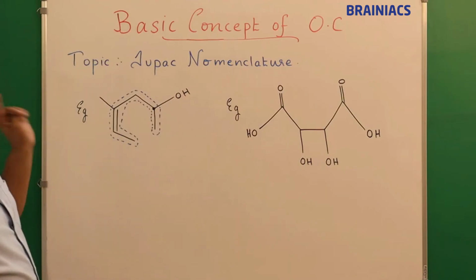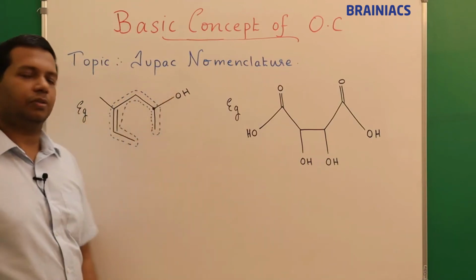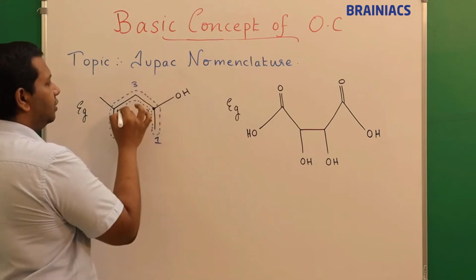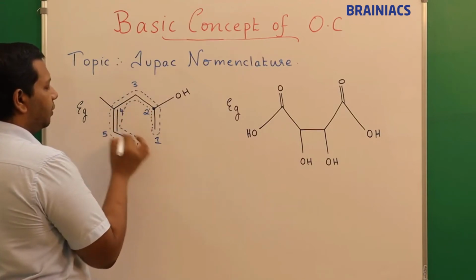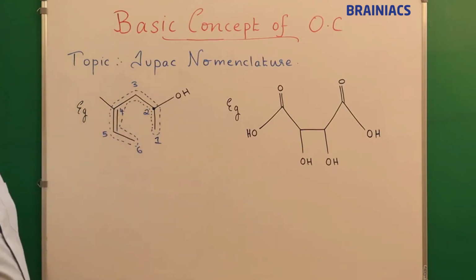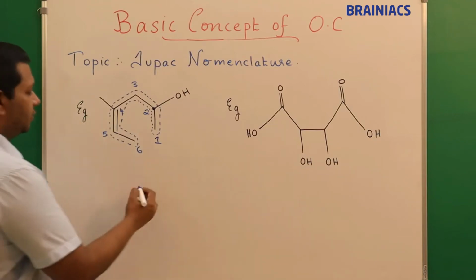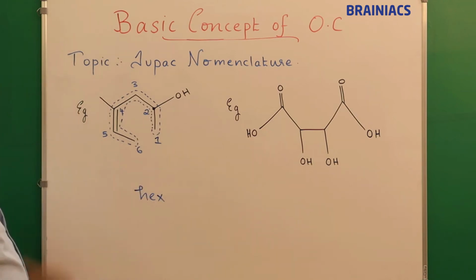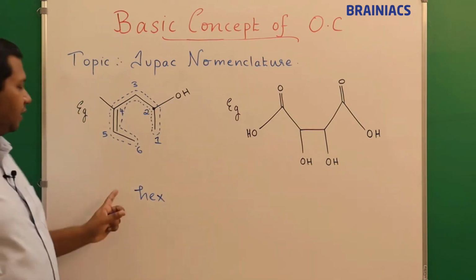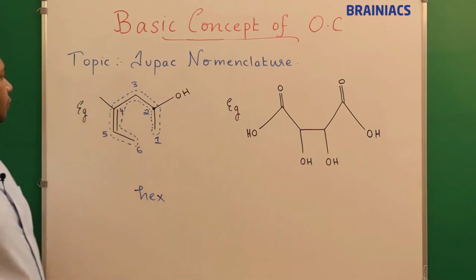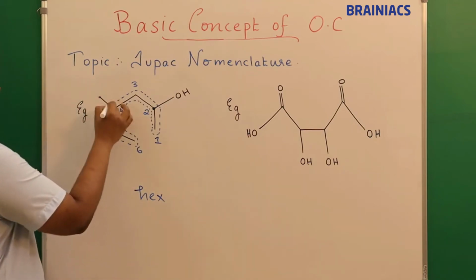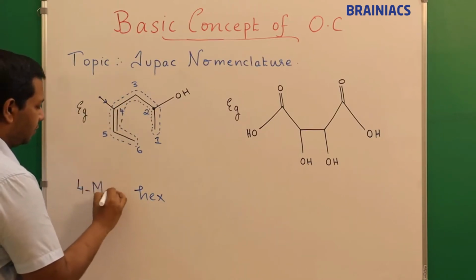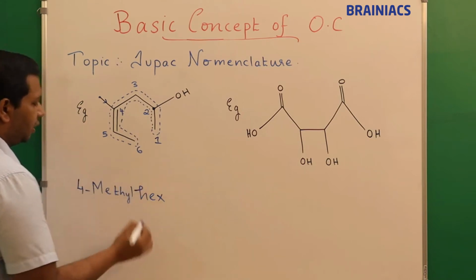Now we should number it in such a way that the functional group gets the lowest possible number. So this should be 1, this 2, this 3, this 4, this 5, and this 6. Correct? Now, 6 carbon atoms are there, so we know the word root is hex. There is no primary prefix; the secondary prefix is there, with a substituent at position 4, a one-carbon one, so that is 4-methyl. So I can say 4-methyl, hex.